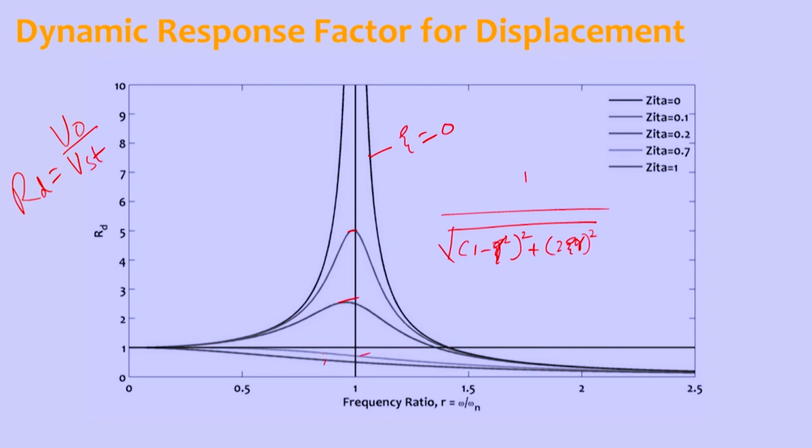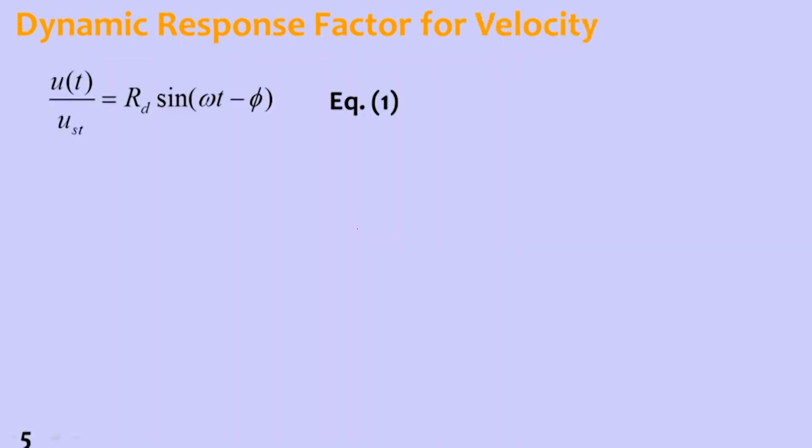As you can see in this curve, at r equal to 1 and zeta equal to 0, the damping term will disappear and we will be left with only 1 minus r square. When r is 1, this becomes 0. So the amplitude of the Rd value will be infinity. When we introduce say 10% damping or 20% damping, suddenly this amplification, the peak value, gets reduced. This is the dynamic amplification factor for displacement. Now the dynamic amplification factor for velocity. As we know, this is the equation.